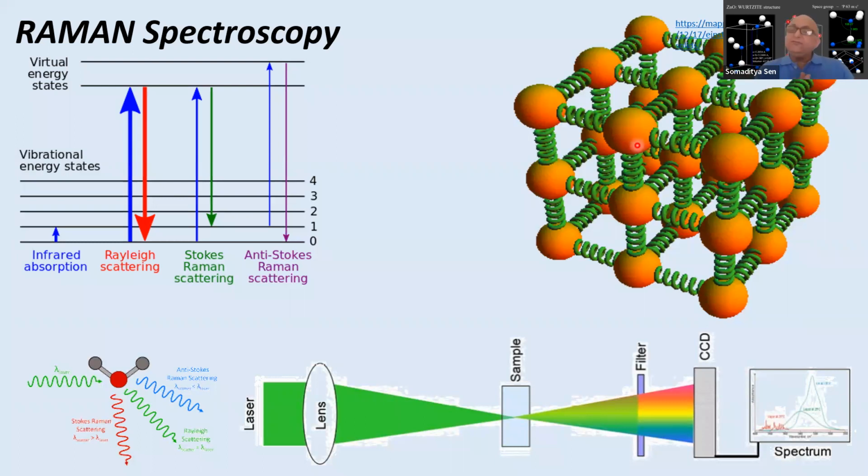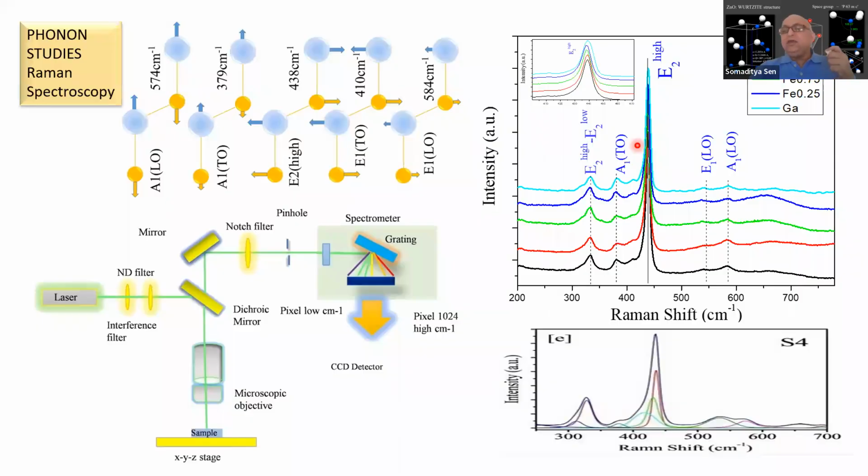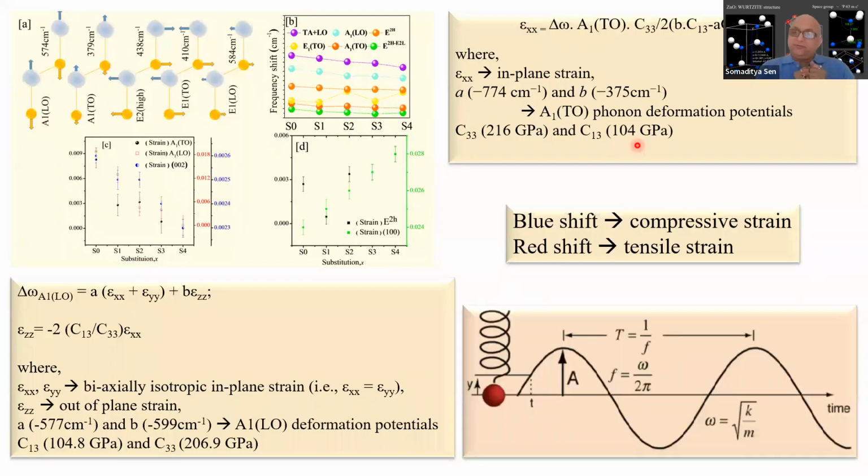You must have studied springs. The energy stored in a spring is half kx square, where k is the spring constant and x is the deformation of the material. So that k is actually comparable to the bond strength of this atom.